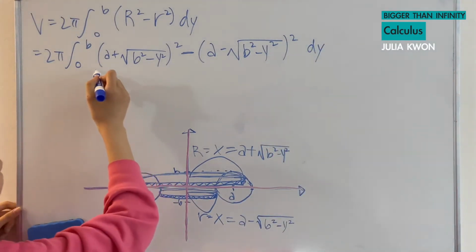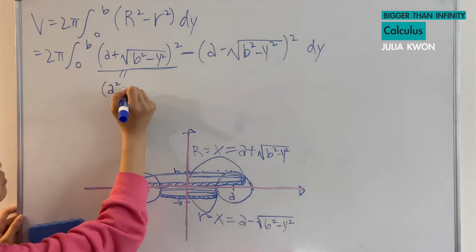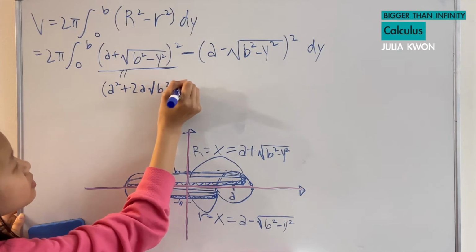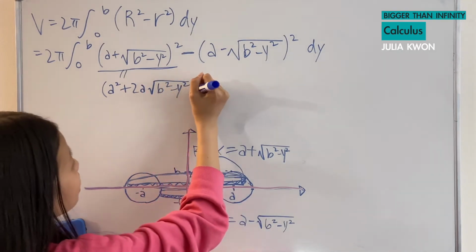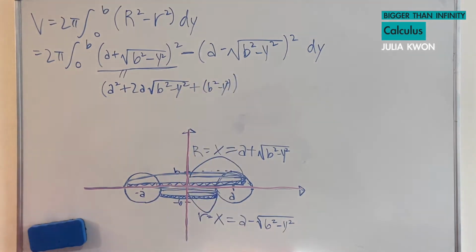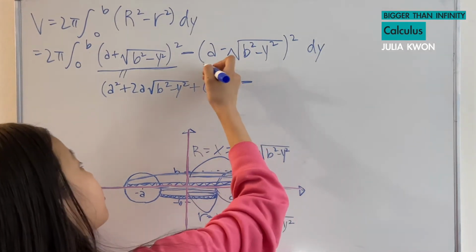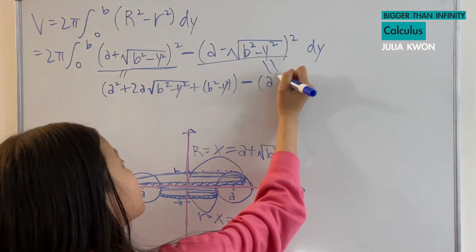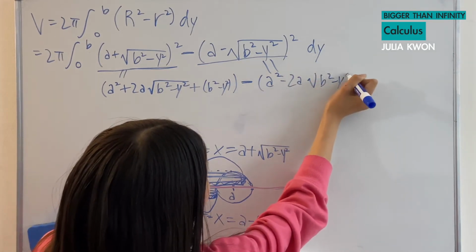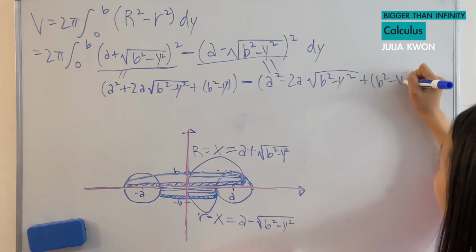We're going to simplify this part, which we would have a squared plus 2 times a times the square root of b squared minus y squared plus b squared minus y squared. And I just expanded it, and I'm going to do the same for this part. A squared minus 2 times a times the square root of b squared minus y squared plus b squared minus y squared.